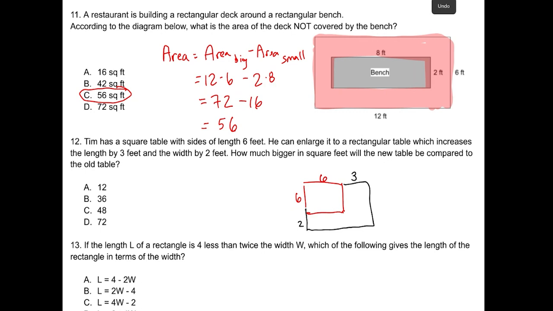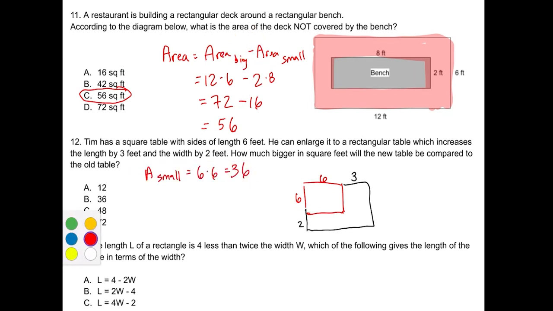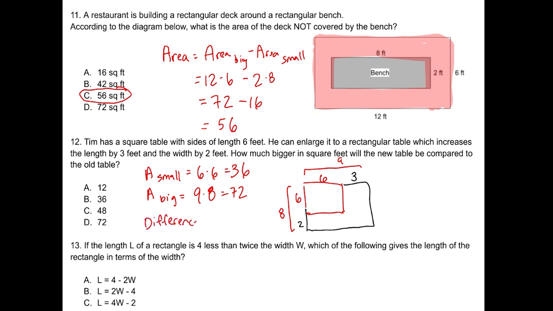So what we need to do is find the area of the old table, the area of the new table, and then subtract them. So the area of the small table, the old table, is going to be 6 times 6, which is 36. The area of the new, the bigger table, is going to be 9 times 8. So be careful here. It is 9 times 8, which is 72. And so the difference will be 72 minus 36, which is 36 square feet.